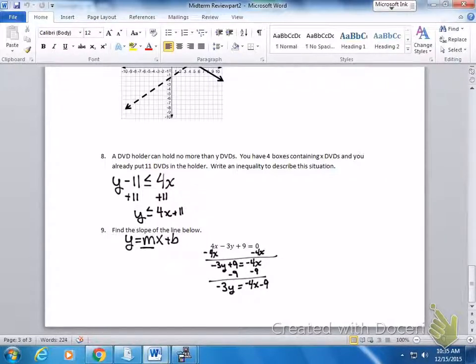And now to solve for y, I divide everything by negative 3. So I get y equals negative 4 divided by negative 3 is just 4/3 x. Negative 9 divided by negative 3 is plus 3. And I need what's in front of the x value, so my slope is 4/3.